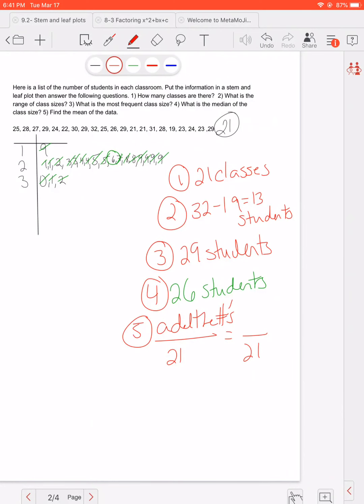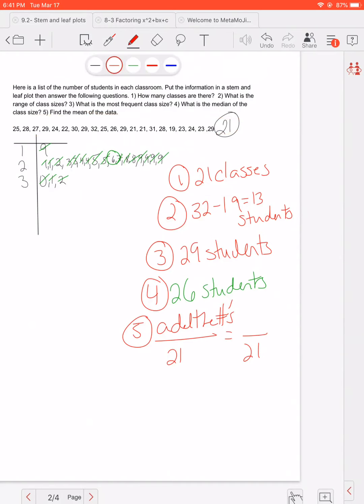We're going to add off to the side. I would probably just look at these numbers just because they're all in a nice line and you don't have to worry so much. So we have 25 plus 28 plus 27 plus 29 plus 24 plus 22 plus 30 plus 29 plus 32 plus 25 plus 26 plus 29 plus 21 plus 21 plus 31 plus 28 plus 19 plus 23 plus 24 plus 23 plus 29. So that gives me 545.